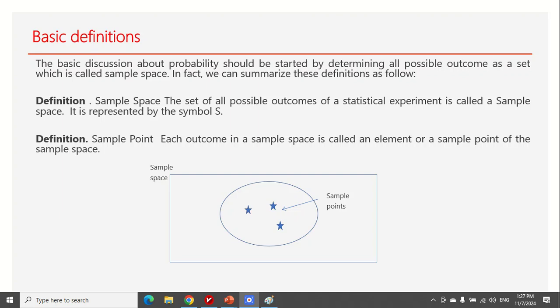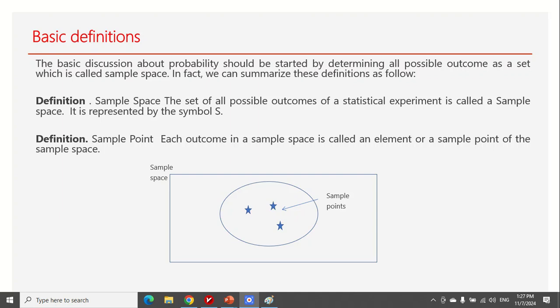This sample space contains all possible outcomes. So it's key that you understand clearly what your sample space is. When you want to talk about probability, it's an important point to understand what should be considered as a sample space, as a point of a sample space. The elements of the sample space are called sample points, which means that each outcome in a sample space is called an element or sample point of the sample space.